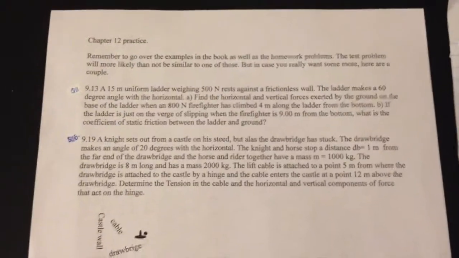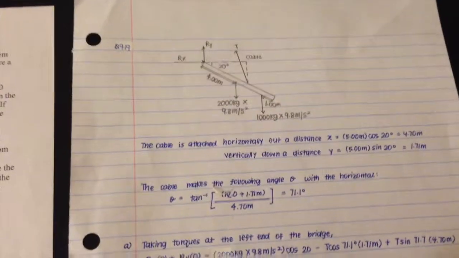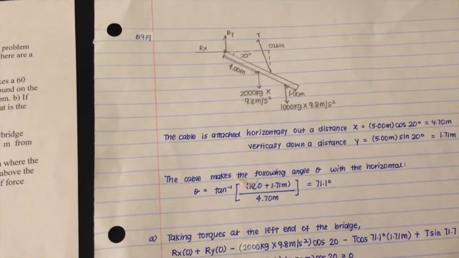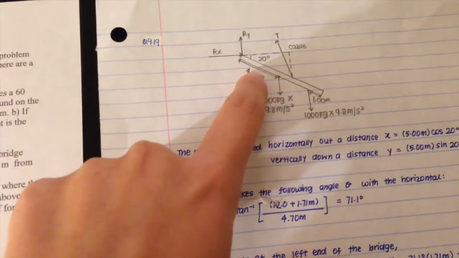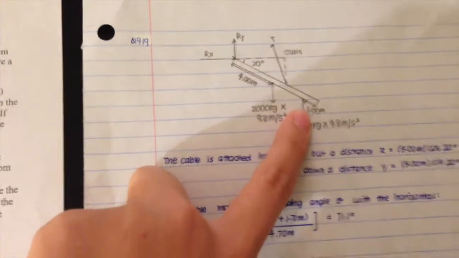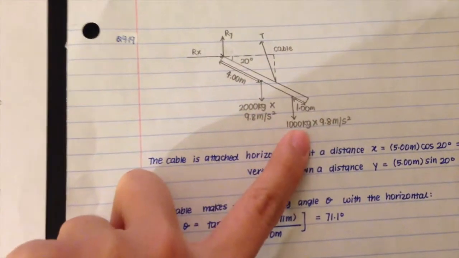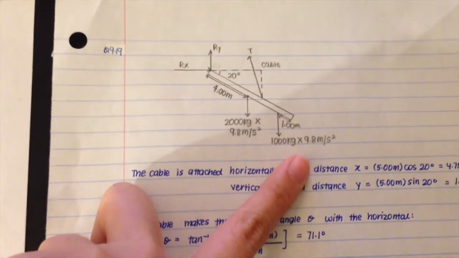Now I'm going to talk about the second question that I did from the chapter 12 practice. It's 9.19. I've drawn out the diagram for this situation. It is about a knight setting out from a castle, but the drawbridge has stopped. The drawbridge makes an angle of 20 degrees from the horizontal, and the knight and the horse stop at a distance of 1 meter from the far end of the drawbridge. Both the horse and the rider have a total mass of 1,000 kilograms, which we multiply by 9.8 to find their weight.